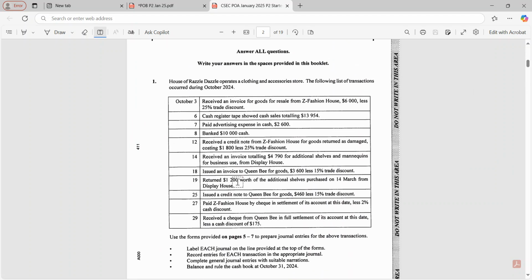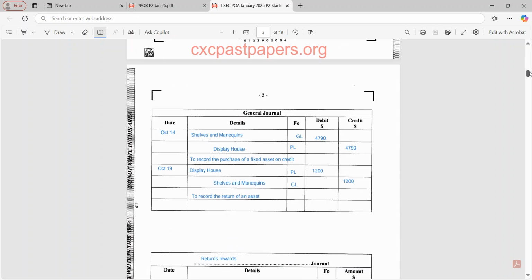Then we go to the 27th of October. We pay Z Fashion House by checking settlements of his account at this date, less 2% cash discount. So what you realize, they don't tell us the amount that we're paying. So you have to calculate that. Remember that earlier we bought goods from Z Fashion House, getting a 25% trade discount. We also returned some of the goods, $1,800 less 25% trade discount. So how much do we owe him?